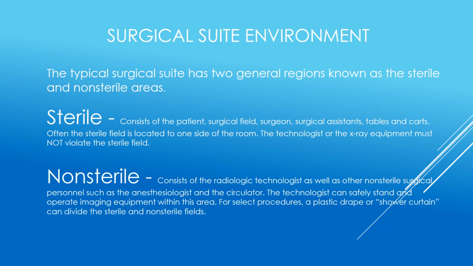Surgical suite environment. The typical surgical suite has 2 general regions known as the sterile and non-sterile areas. Sterile. It consists of the patient, the surgical field, the surgical assistants, the tables, and the carts. Often, the sterile field is located on one side of the room. The technologist or the X-ray equipment must not violate the sterile field.